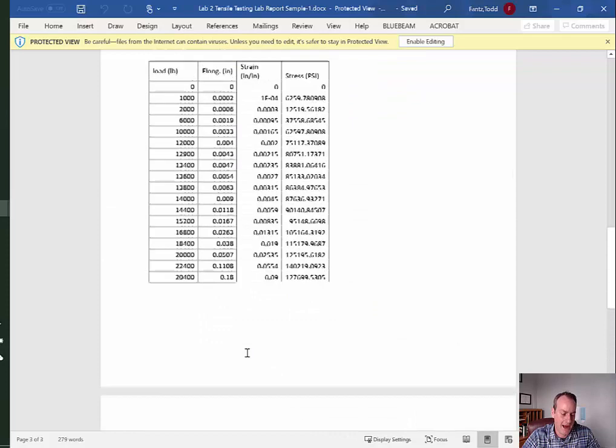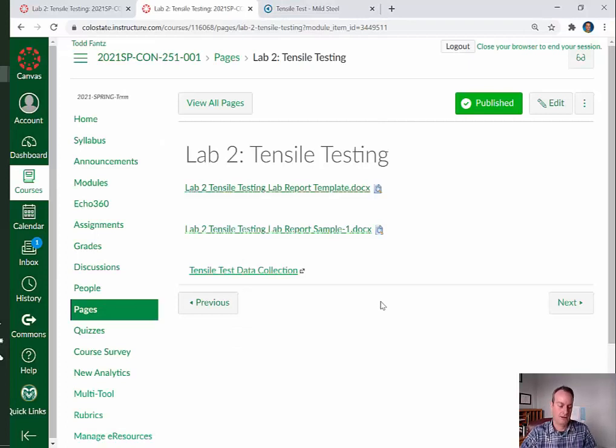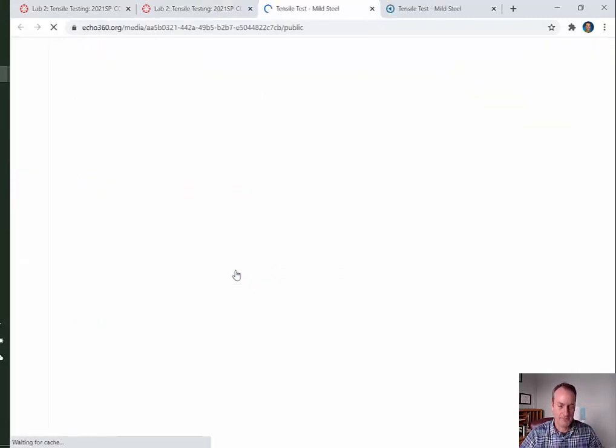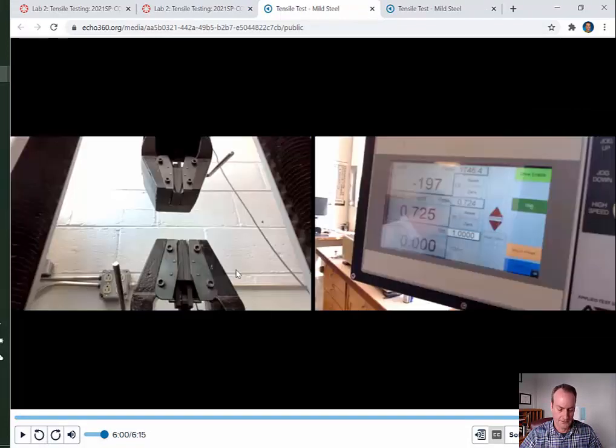So let's talk about how to create this data table. Going back to our module with Lab 2 tensile testing, the other thing that I see in here, other than the template and the sample, is this data collection tab, right? If I click on that, it'll bring me to an Echo 360 video of me actually performing the lab. This is where your data is going to come from.